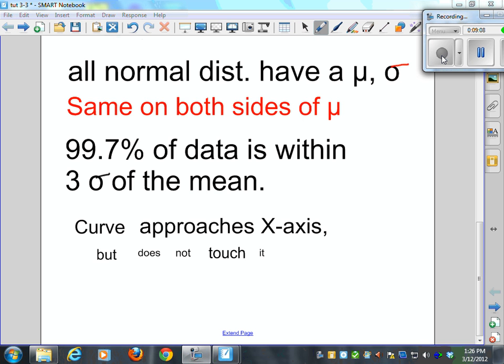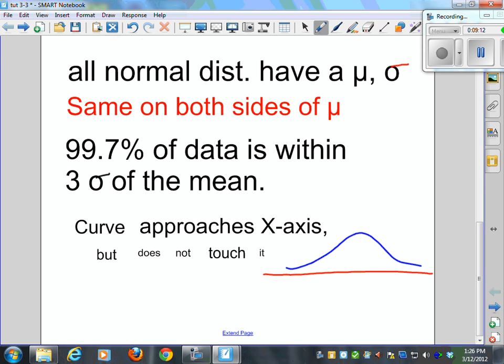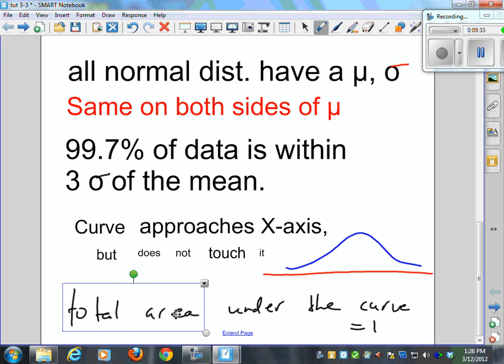What it means here is on this thing here, the blue line comes down to the x-axis but doesn't actually touch it. I'm not really going to get into what that really means. And the total area under the curve equals 1.